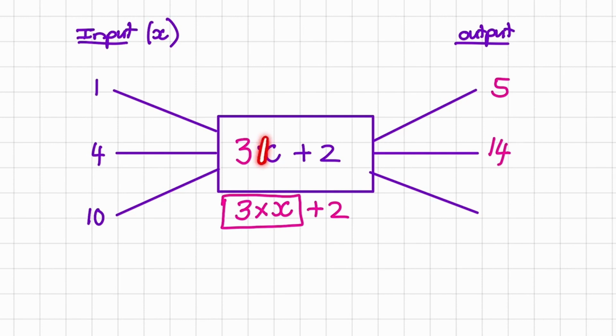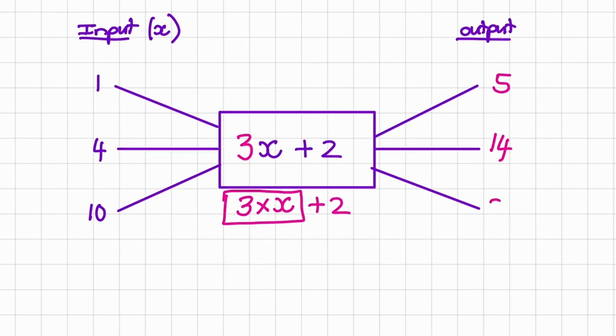And lastly, we have 10. So again, it doesn't become 310 plus 2. It means 3 times 10, which is 30, plus 2. So that answer is equal to 32.